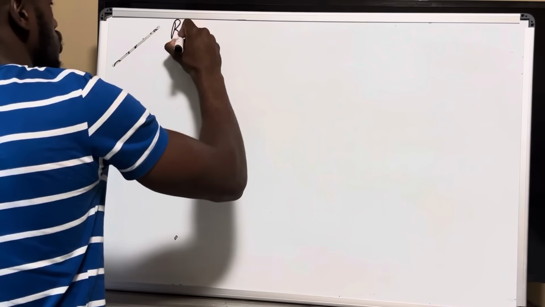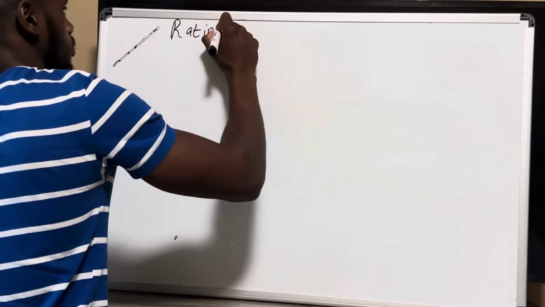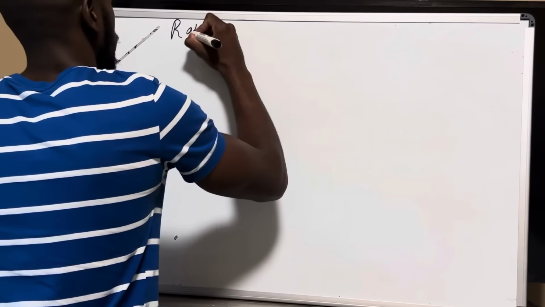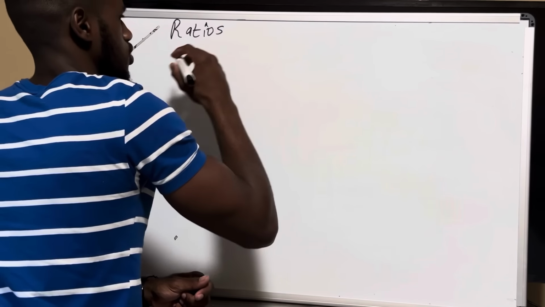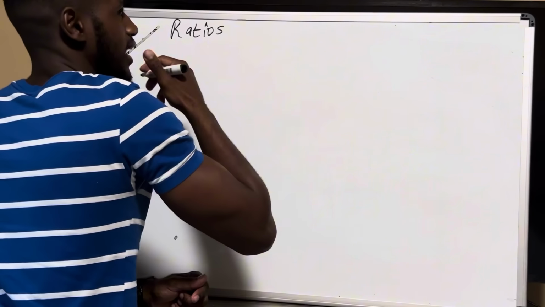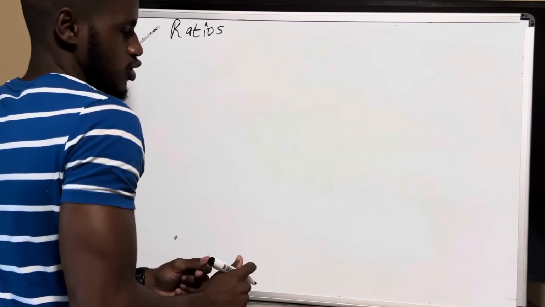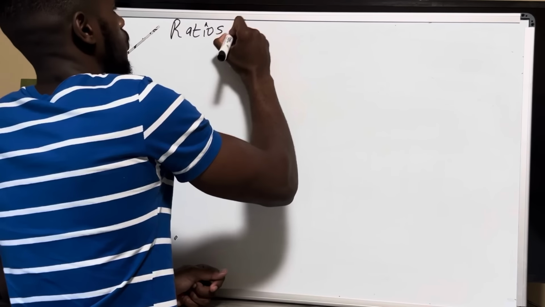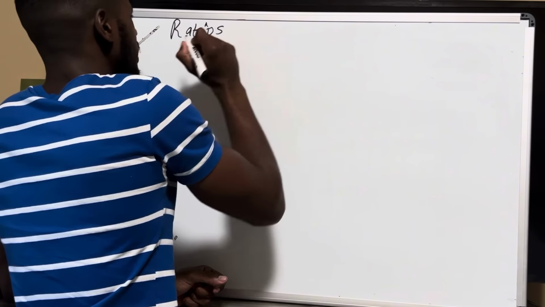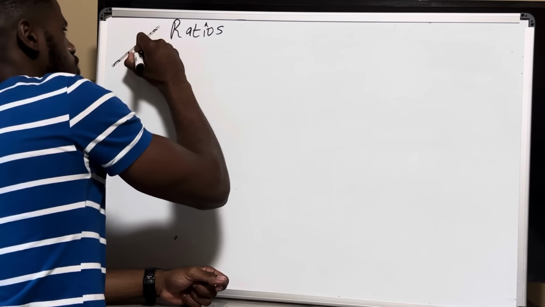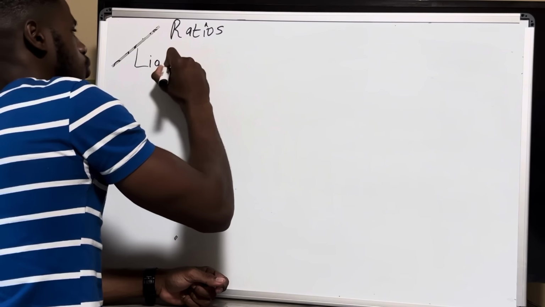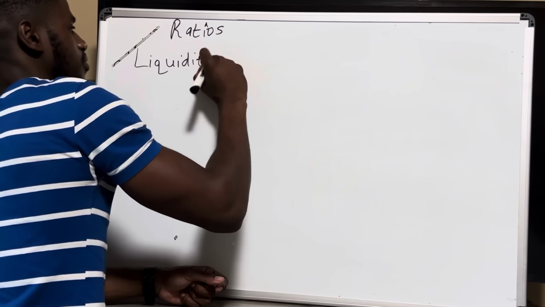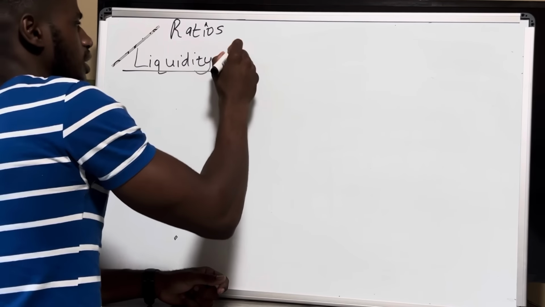Ratios. We're going to start with the beginning ratios, the first ratios, which are your profitability and your liquidity. So it applies to grade 10, 11, and 12, and varsity and college. All right, ratios. I want us to start with liquidity because I've been seeing people struggling with this.